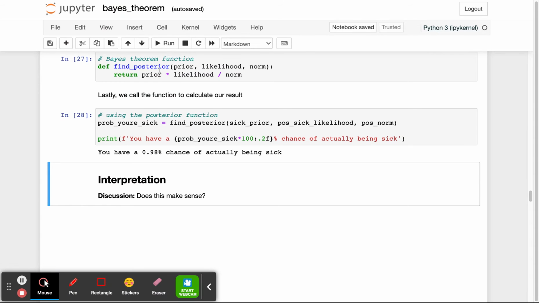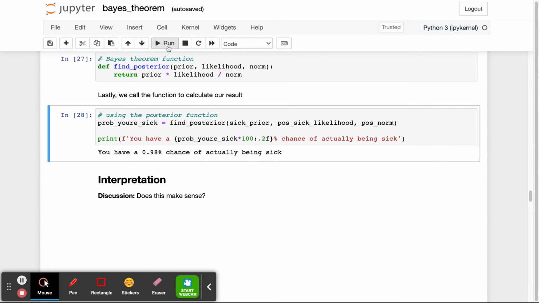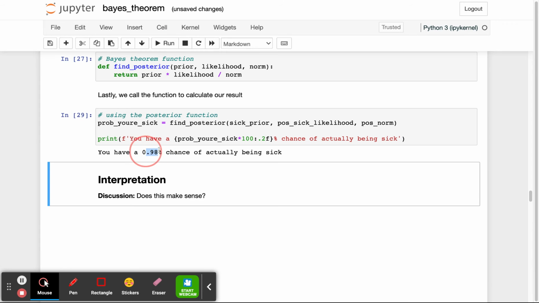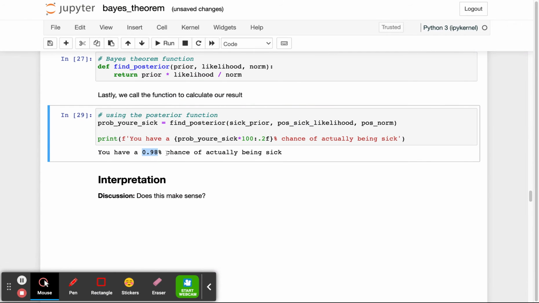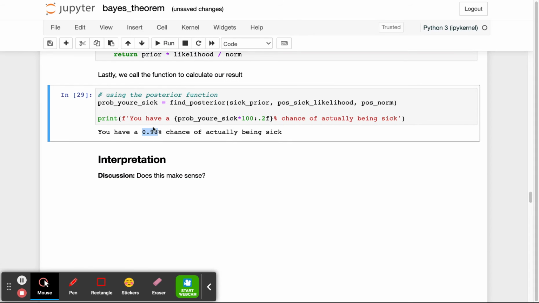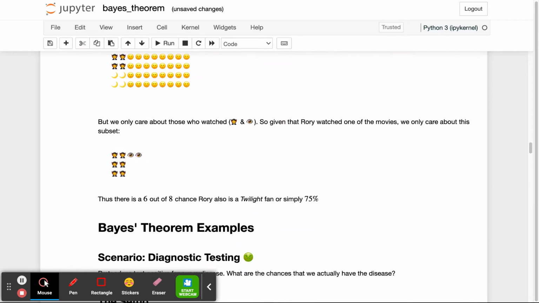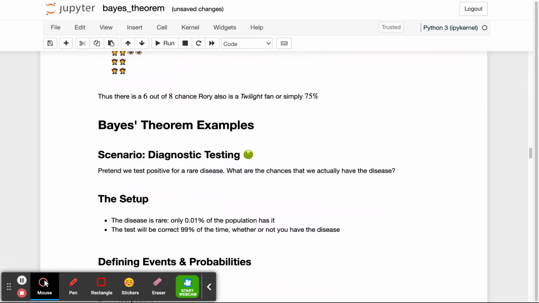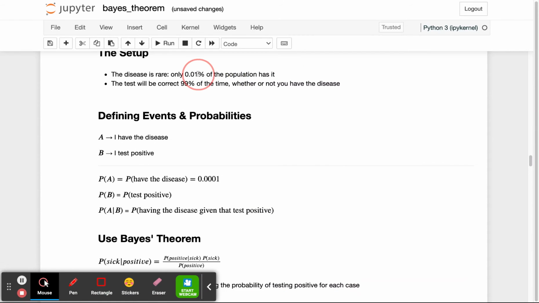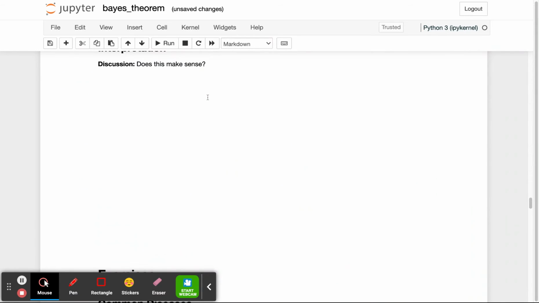the probability that you are sick given that you test positive with the disease. So that is 0.098%. Very low probability. And it makes sense because the probability of the disease in the population is 0.01%. So very, very rare.